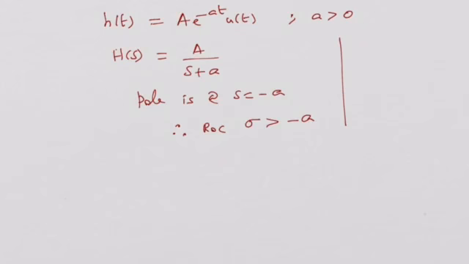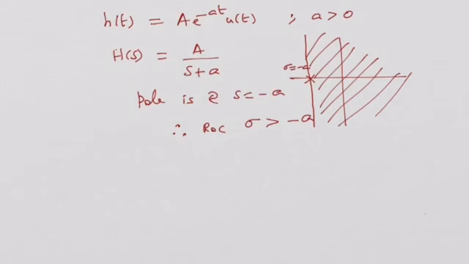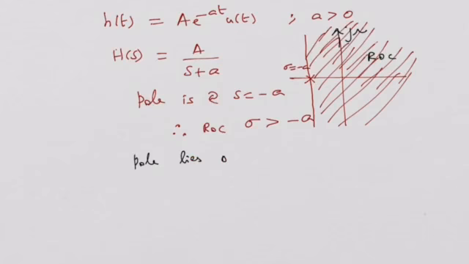And if you look at the RoC, it starts with the margin, the line passing through sigma is equal to minus a, and it includes the imaginary axis. Region of convergence includes the imaginary axis. Imaginary axis is also included. This is RoC. So the pole lies on the left half of the S plane.